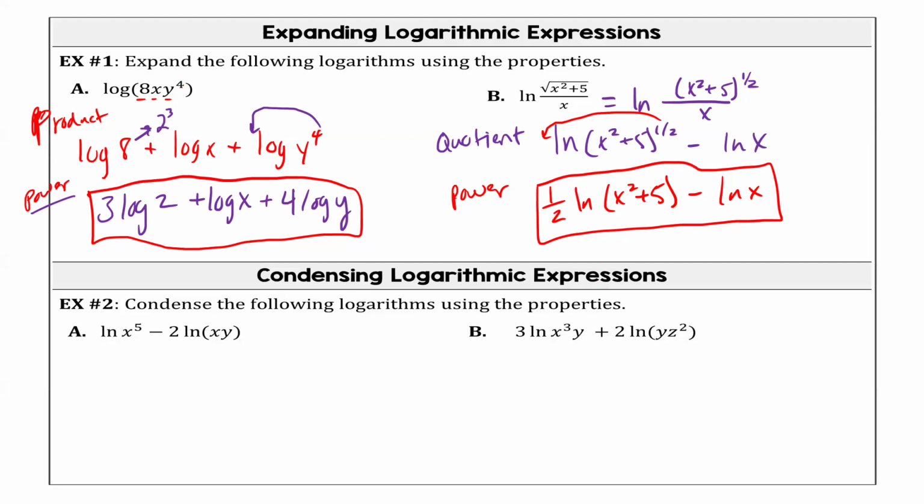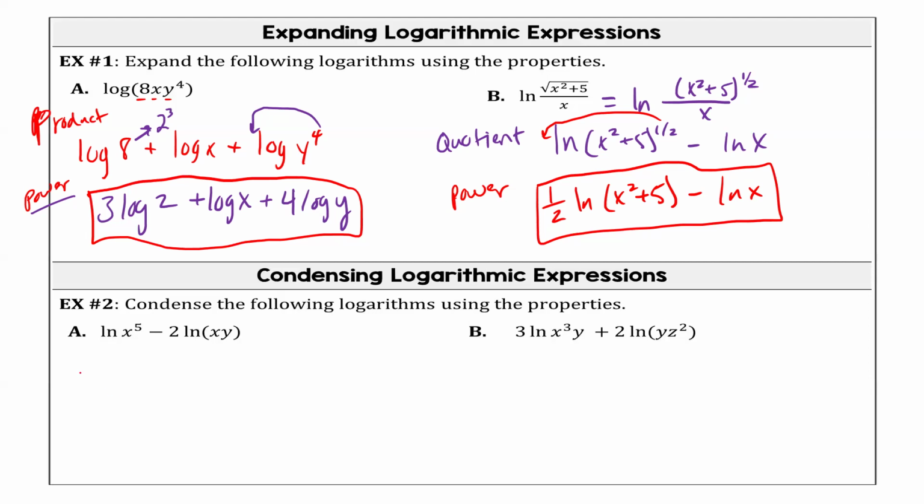Good? All right, let's go reverse. Okay? Can we condense? Yes. When you're condensing, you're going to start with power first. So when you condense, you start with the power property first. After you do the power property, you then decide, is it going to be quotient or product, working it from left to right? Does that make sense?